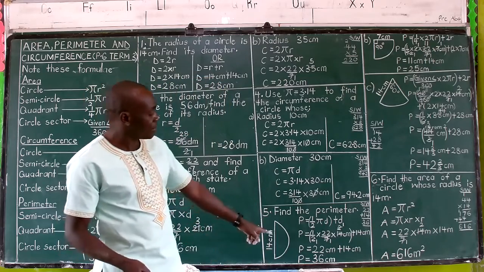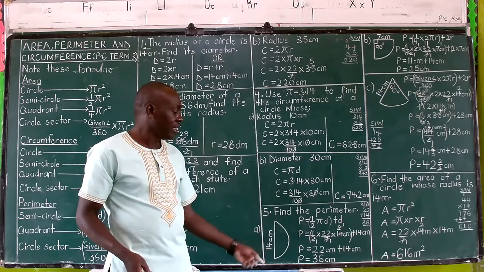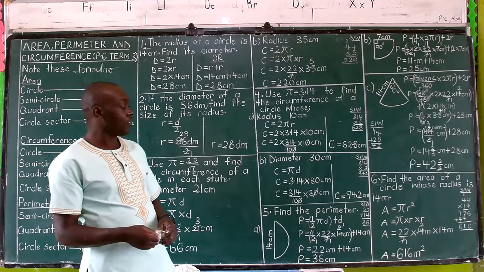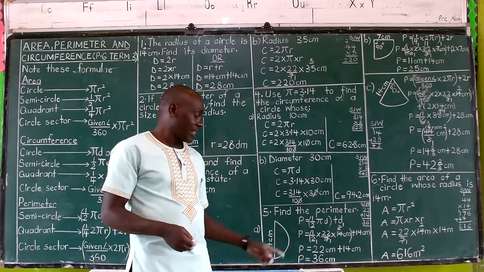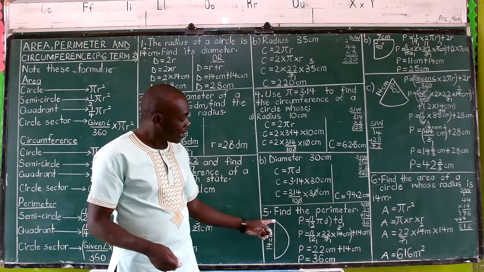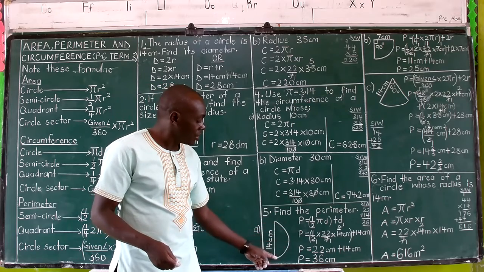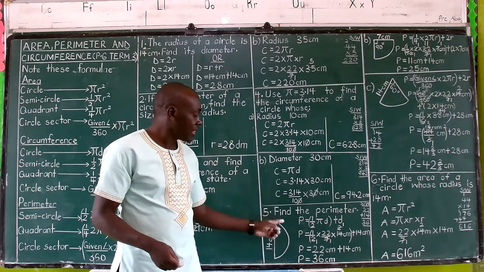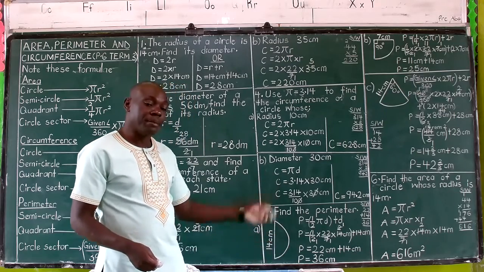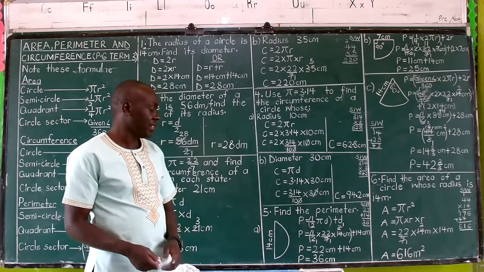Like you see, a semicircle has this flat surface which we term the diameter. So that's why the journey around it is called perimeter. So we can have the circumference of a semicircle as well as the perimeter. The circumference just moves around the curved surface, while the perimeter includes the flat surface.